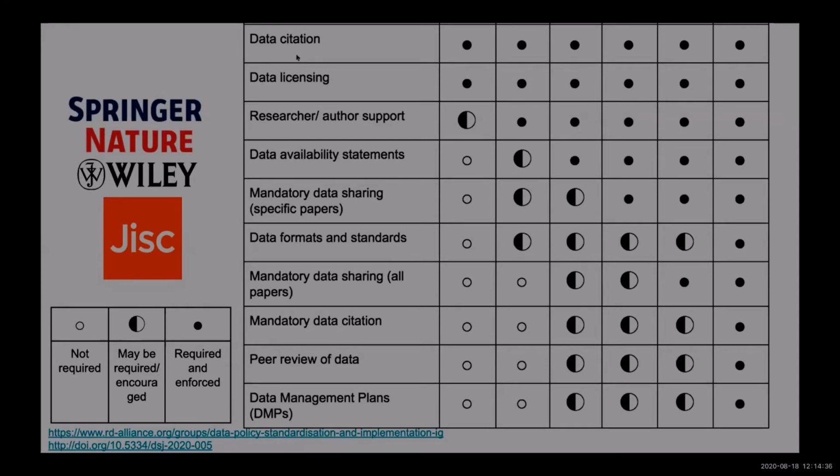So meaning data citation ought to be documented within the data that is to be published, as well as data licensing, researcher, author support, etc. So those are the high level descriptions of the requirements of the policy framework.